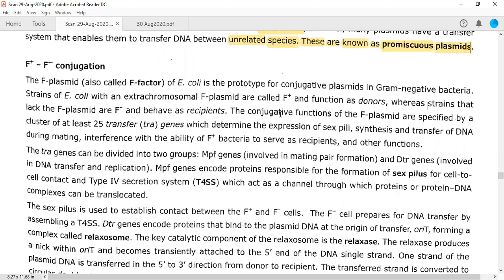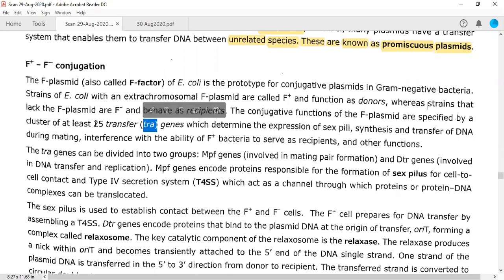They will receive the F plasmid from the F positive cells. The conjugative functions of the F plasmid are specified by a set of 25 transfer genes. So this F plasmid has all these genes. These are called TRA genes, TRA for transfer.